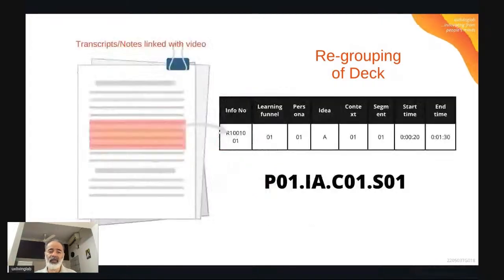I know that you may still be confused about what I'm saying, so I'm giving clarity on how to group it. Look into the transcripts or notes linked with the video. So what are the things you have in front of you? The original video, transcription, notes and debriefing combined because it's almost the same, then the translated transcript, then the original video. So look into the transcript first.